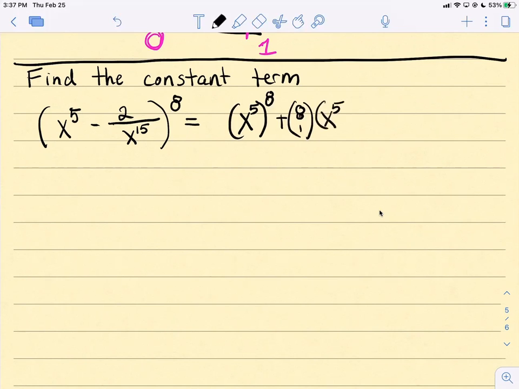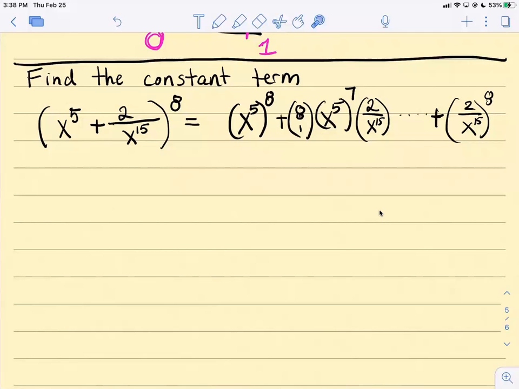Excellent, nice, yeah. So you do x to the 5th, next one will be x to the 5th to the 7th, and then, I'm going to do a plus here, I don't want to do minuses, and then 2 over x to the 15th, and then you keep going, and then the last one would be 2 over x to the 15th, but all of them would be to the 8th. This would be all added. Right, so there's a bunch of different terms. And then when you write it out, you get things like this. You get x to the 40th.